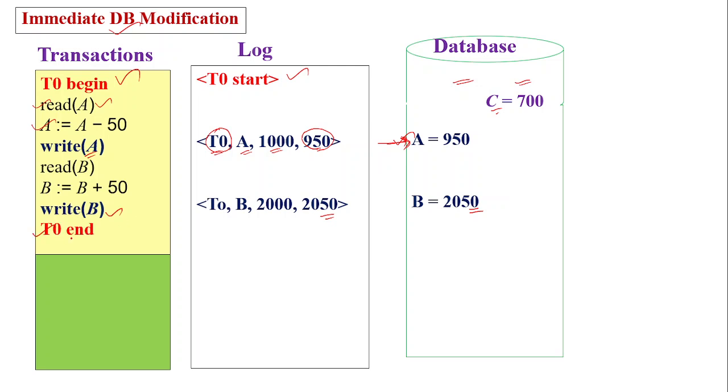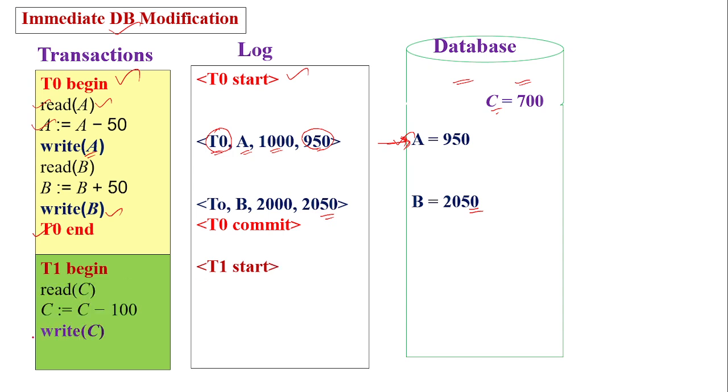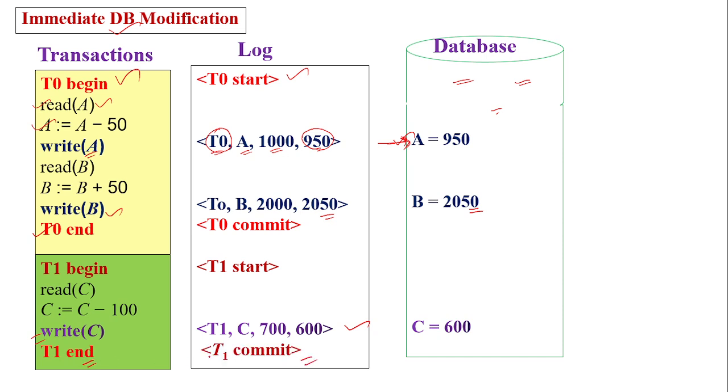Okay, so the next operation is T0 end, so T0 commit must be made into the log. When T1 begins its execution, T1 start is made into the log, and when it performs the write operation, the corresponding update record is made into the log. Immediately the C value is also updated in the database, and the next operation is T1 end, so immediately after that, the commit of T1 must be made into the log. Like this, log records are made and the corresponding update is made into the database immediately after the write operation of the transaction, after making the log entry.